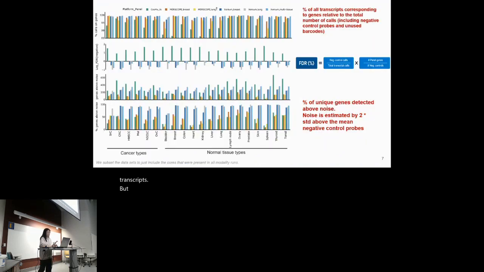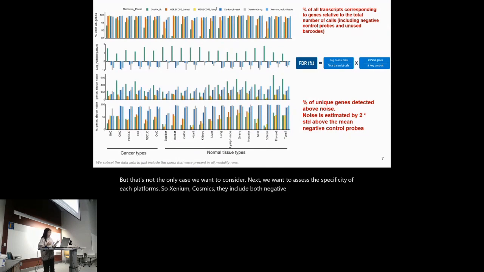But that's not the only case we want to consider. Next, we want to assess the specificity of each platform. So Xenium and CosMx include both negative probes, which are essentially real probes targeting nucleic acids that are not present in human tissues, and negative barcodes. These are barcodes that are not associated with any probes in the experimental panel, whereas Merscope includes only negative barcodes.